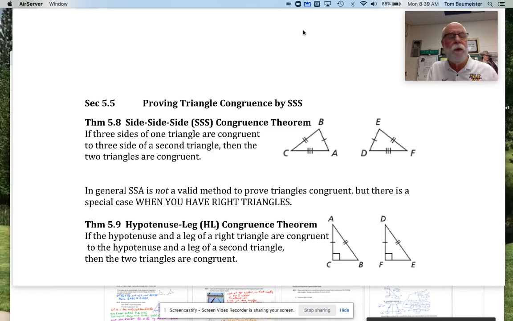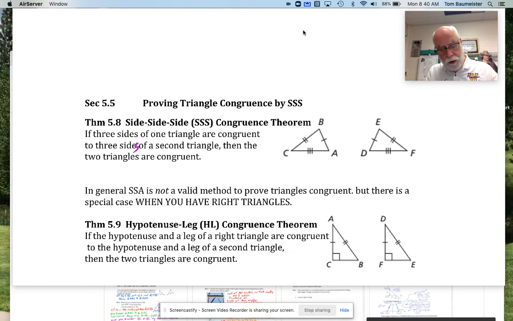Right, so remember now, we've proven triangles congruent only by side-angle-side. We'll be proving it by a couple of others here, and one of them is side-side-side. So, proving triangle congruence by side-side-side: Theorem 5.8 states that if three sides of one triangle are congruent to three sides of a second triangle, then the two triangles are congruent.